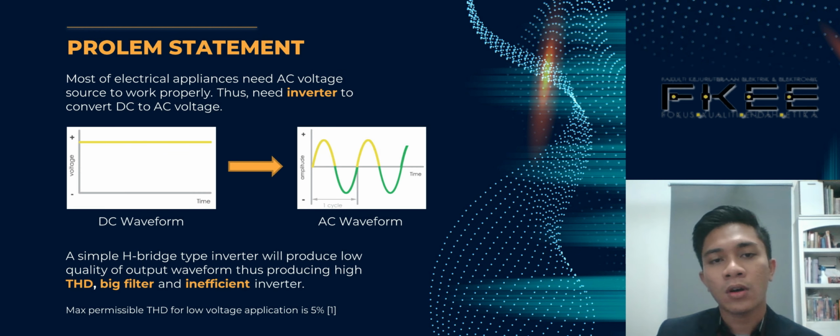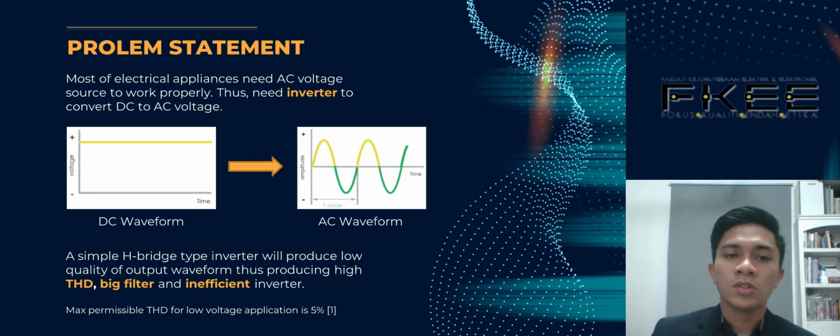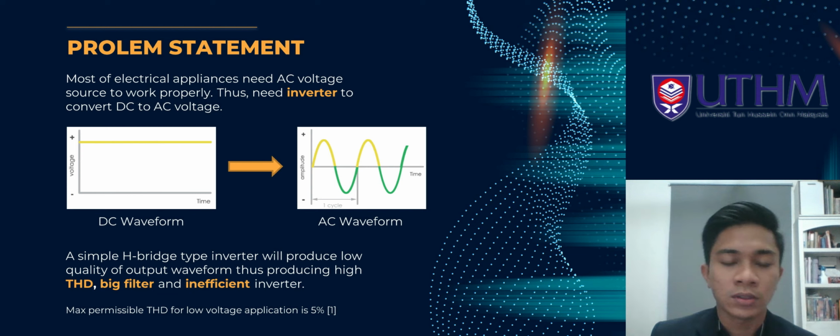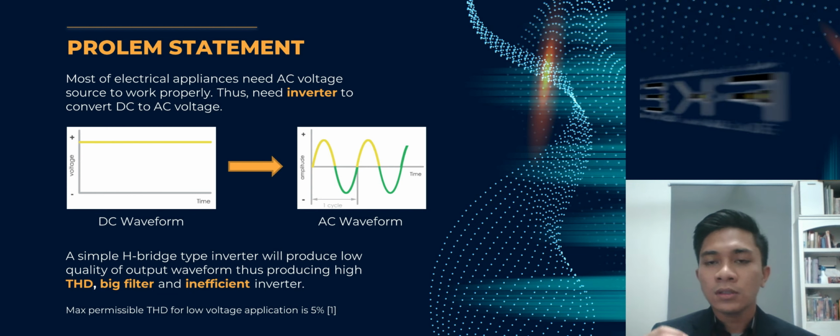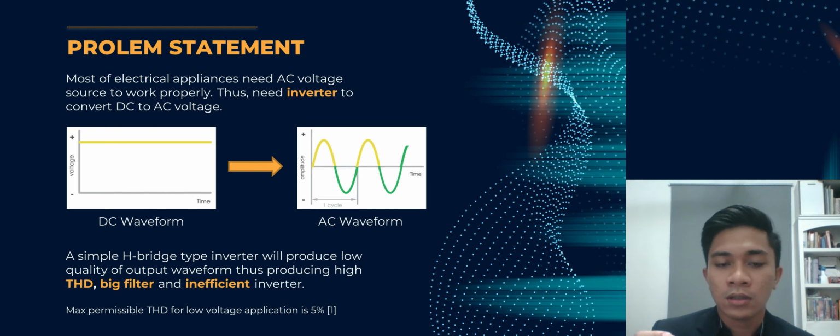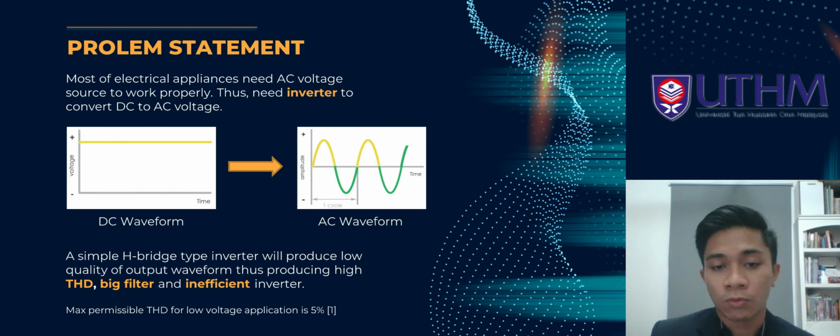However, there are a few problems in inventing a portable power pack. Most electrical appliances need an AC voltage source to work properly, so they need an inverter to convert from DC to AC voltage. The inverter for portable power packs in the market is not efficient. It has a high THD and a big filter, and this causes the electrical equipment to not work properly.